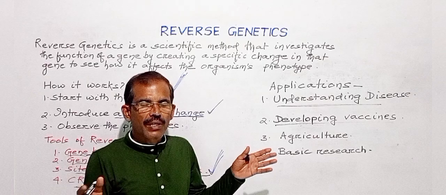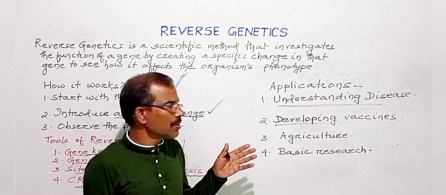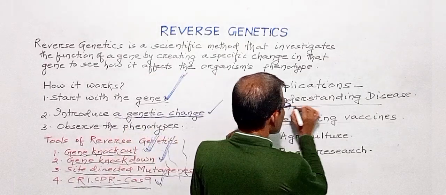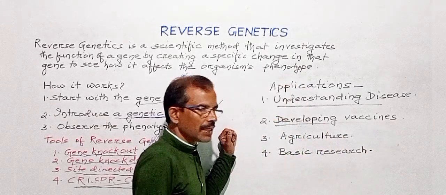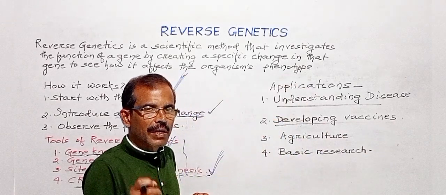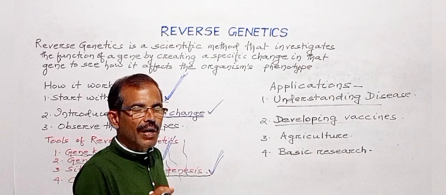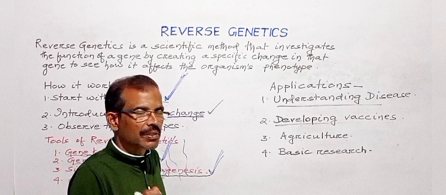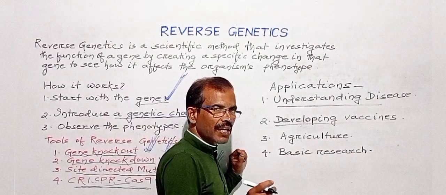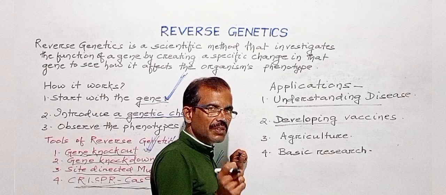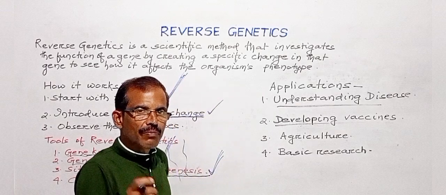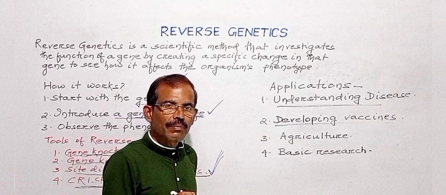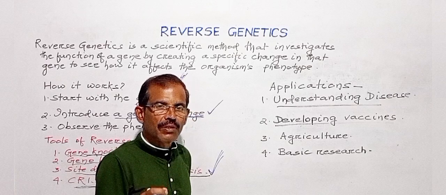Reverse genetics has several applications such as understanding disease and developing vaccines. It is also applied in agriculture to modify plant or animal genes to improve traits such as yield or disease resistance. Another application is the investigation of the fundamental roles of genes in various biological processes.